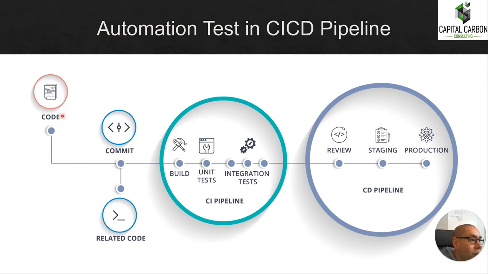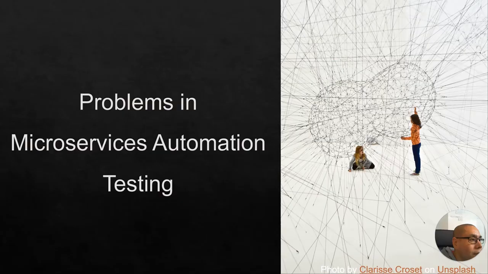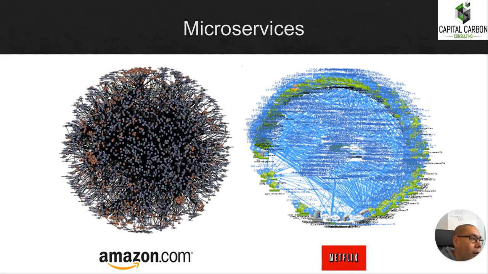Okay, in this picture, we can see where the three traditional automation tests happen: unit test, integration test, and E2E test. For many years, automation testing was running very well in the monolithic system and even some small-scale microservices. But for the large-scale microservice system, the testing pyramid won't work because there are problems that need to be fixed. Okay, let's see what kind of problems.